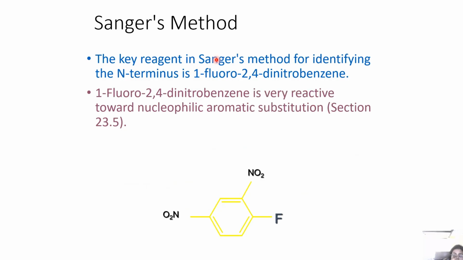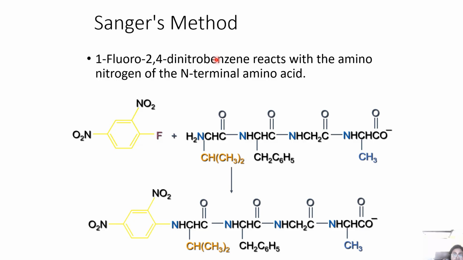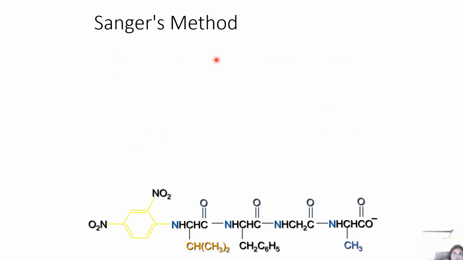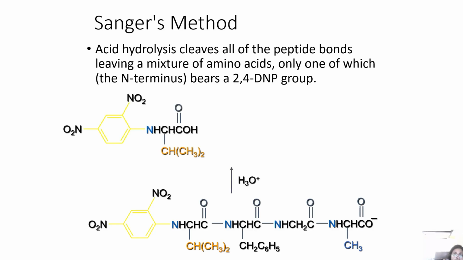We have Sanger's method, where the key reagent is Sanger's reagent, 1-fluoro-2,4-dinitrobenzene, and it is very reactive towards nucleophilic aromatic substitution. It reacts with the amino nitrogen of the N terminal amino acid. Acid hydrolysis cleaves all of the peptide bonds, leaving a mixture of amino acids, only one of which, the N terminus, bears a 2,4-DNP group.